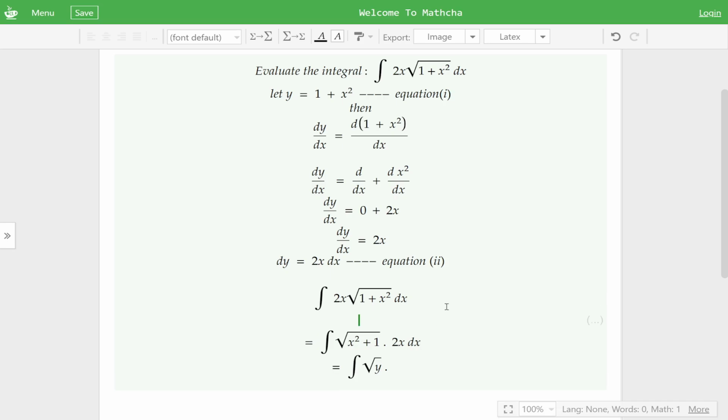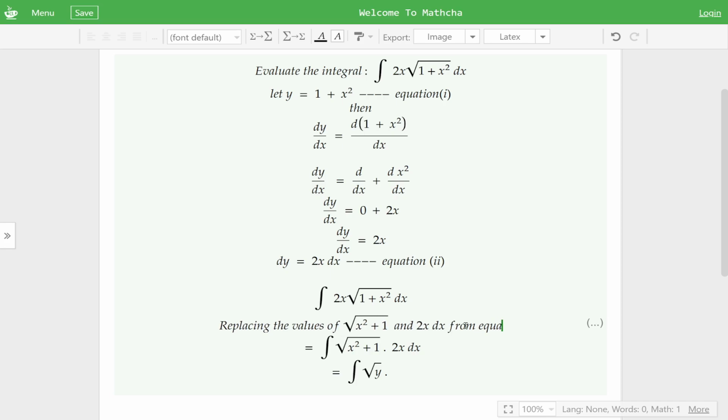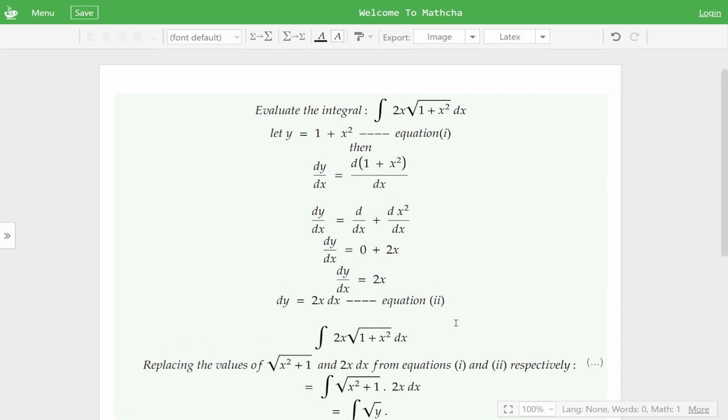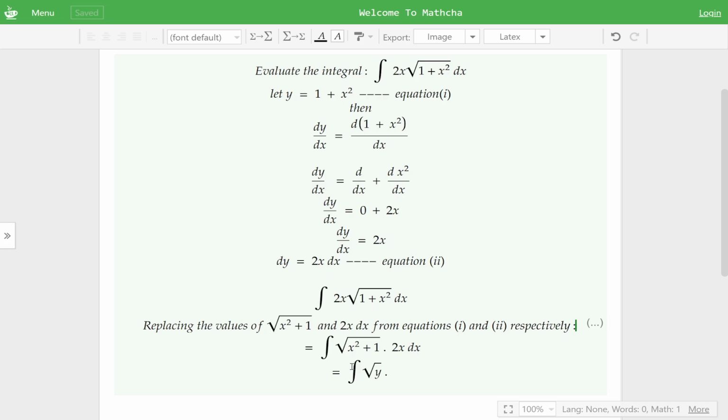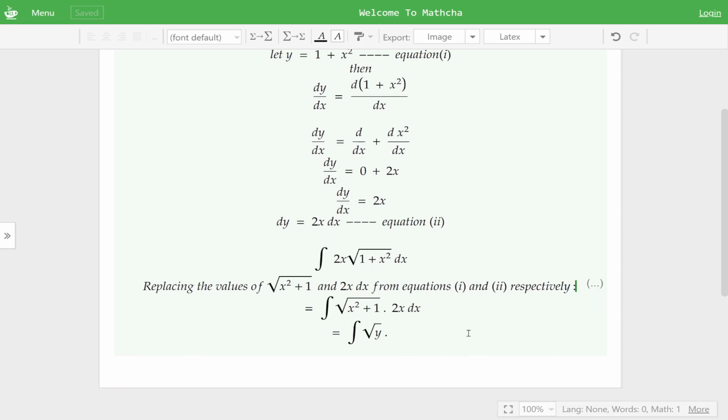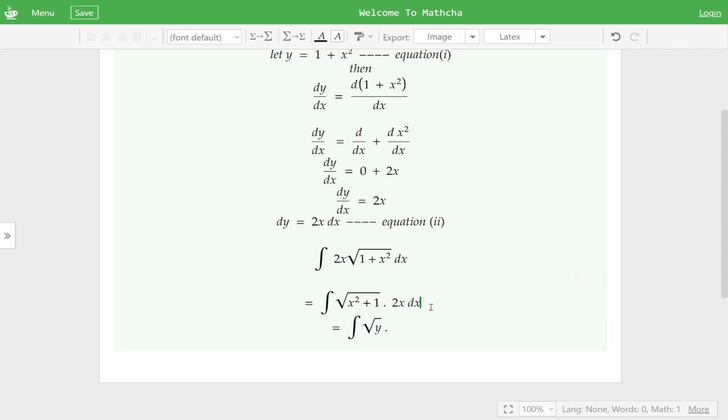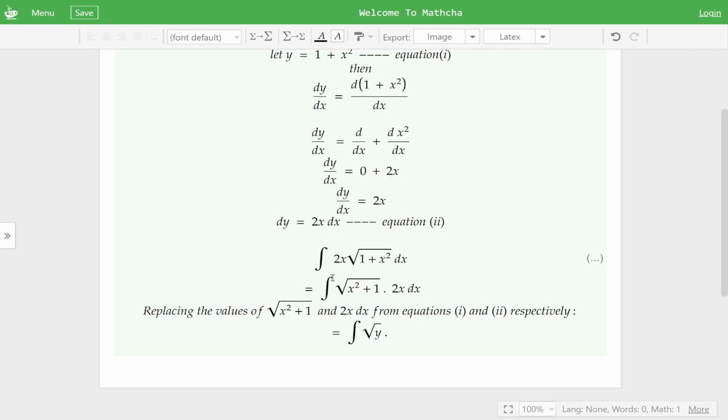Now we say here, after this, values of this and from equations 1 and 2 respectively. So we are replacing the values of these terms from equations 1 and 2 respectively, and then we can substitute these values. To be more precise, this statement goes after this one, right? So now we are on track.